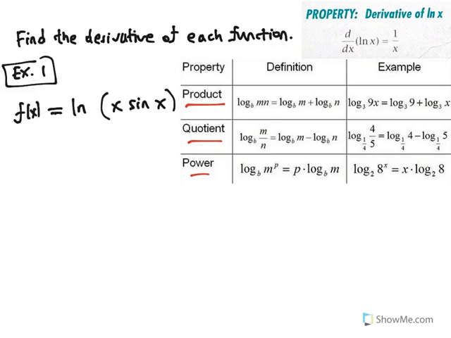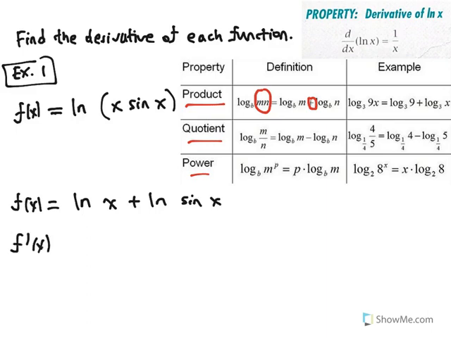When you have log base b of a product, you may rewrite it as a sum of two logarithms with base b. So using the product property, we may write f of x as natural log of x plus the natural log of sine x. And when you do that, it becomes much easier to find the derivative of the function f using what we learned earlier about how to find the derivative of the natural log function.